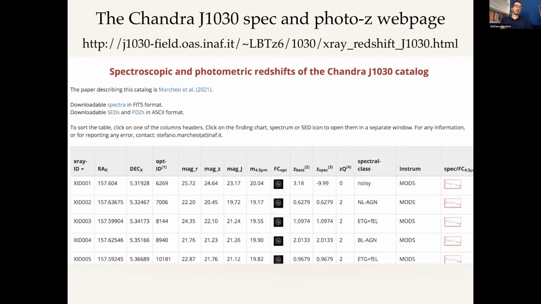I leave the details of how the spectroscopic redshift and photometric redshift have been computed to the longer presentation that you can find in the online video. I just want to advertise our webpage where all this information is available, and you can also download the spectra and the SEDs. So if you want to play with our catalog, please go ahead.